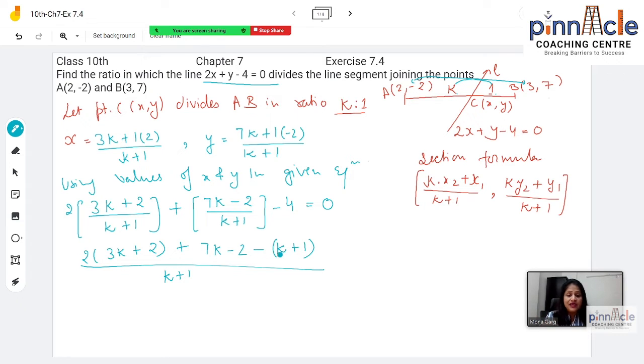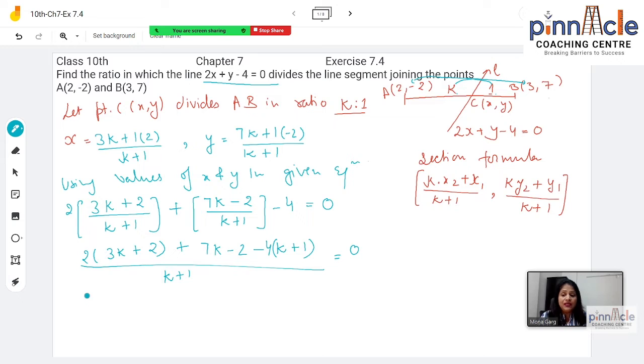Now, this is one of the errors that generally students make, this negative sign. So they just write it minus k plus 1. And if you use the bracket, then you will always remember that there is a negative sign outside the bracket. So minus 4 will get multiplied with k plus 1. And this is equal to 0. Now, denominator will get cross multiplied on the right side and it will become 0.